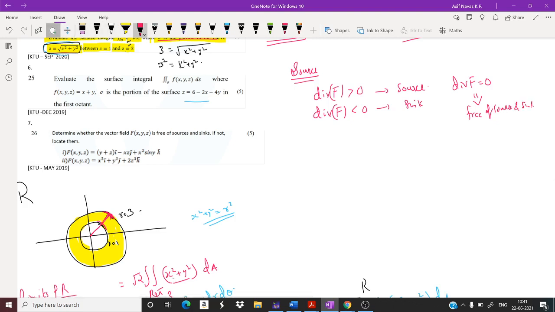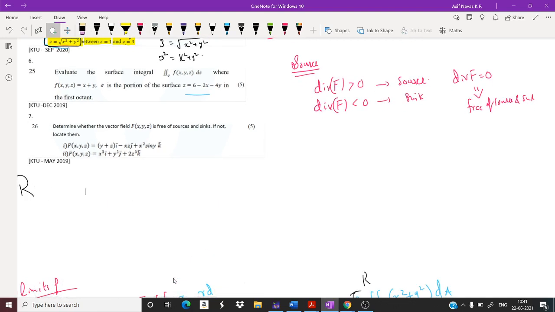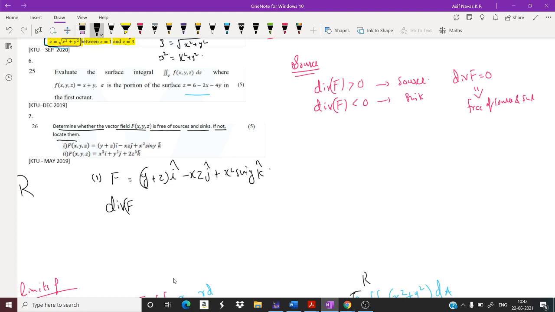So the question is, I will do the first problem. Determine whether the vector field f of x, y, z is free of source and sink. If not, locate them. So the first question is f is equal to y plus z i minus x z j plus x square sin y k. So now what is the divergence of f? Tell me. For the i coordinate you have to differentiate with respect to x. So y plus z gives zero. Zero, right? So the divergence is zero.